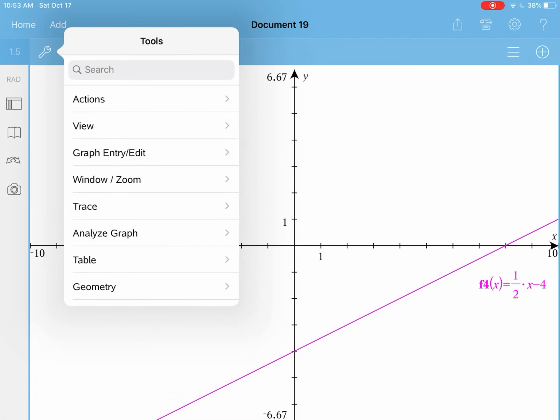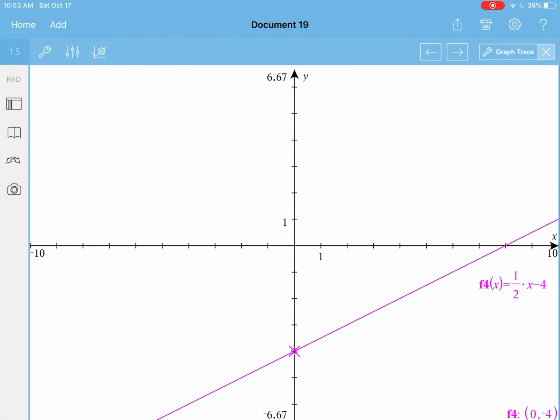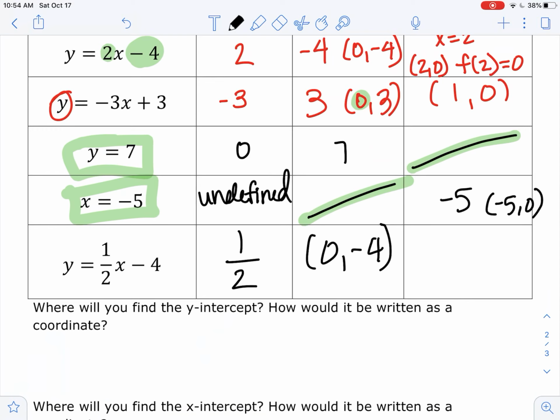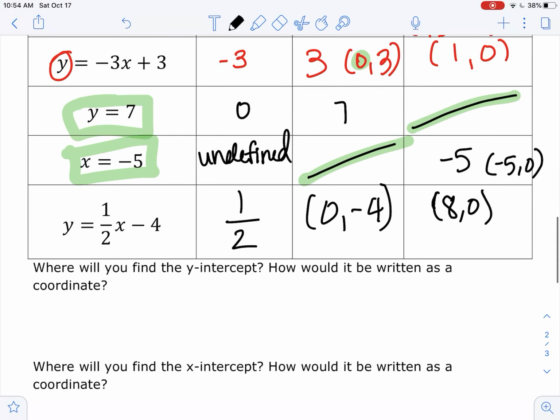All right, just using our graph trace tool. Trace, here's our y-intercept, over 0, negative 4. And then we can come over here to this next 0, which is 8, 0. So there is our x-intercept, 8, 0. And again, you can plug this into the equation. Okay, again, this right here is 0.